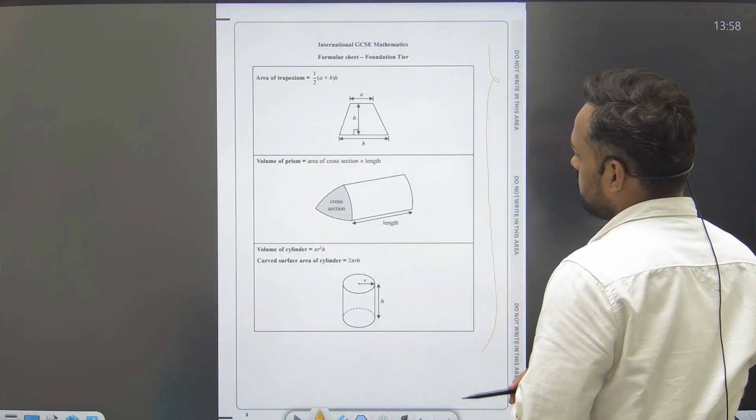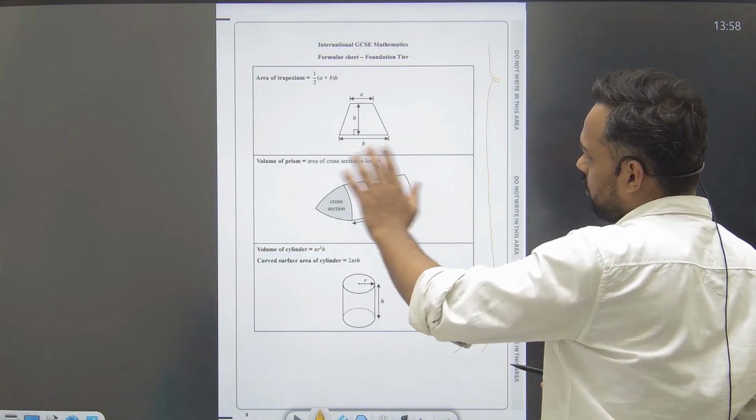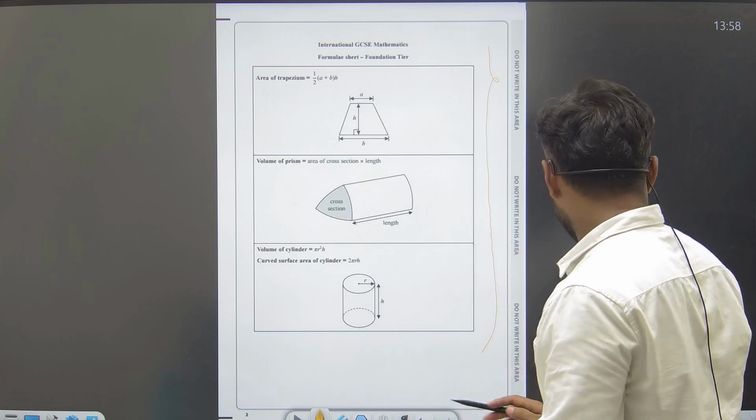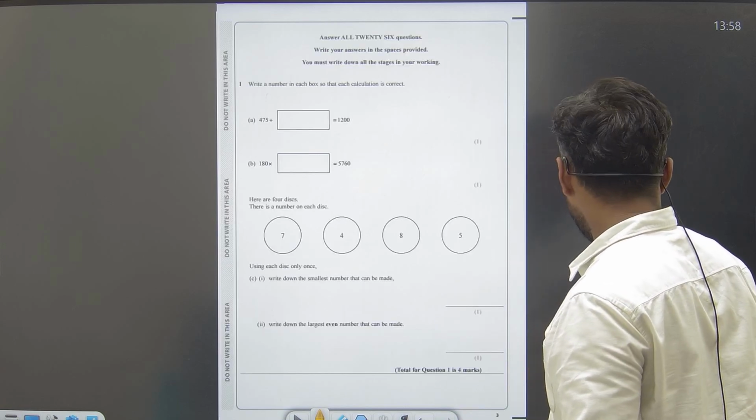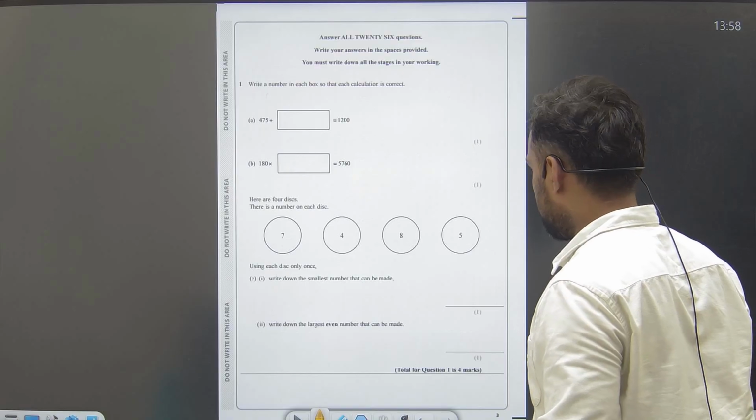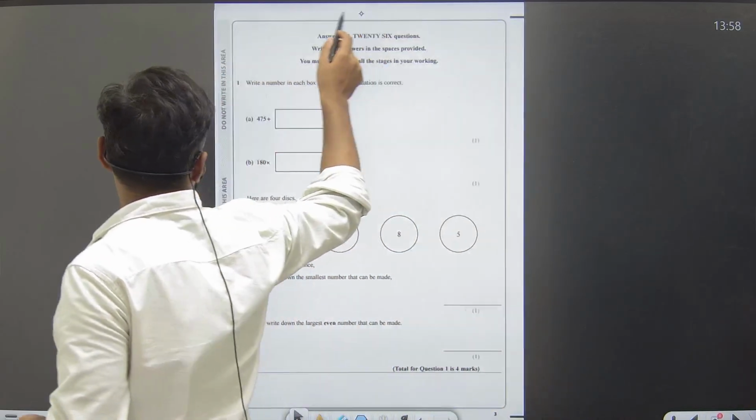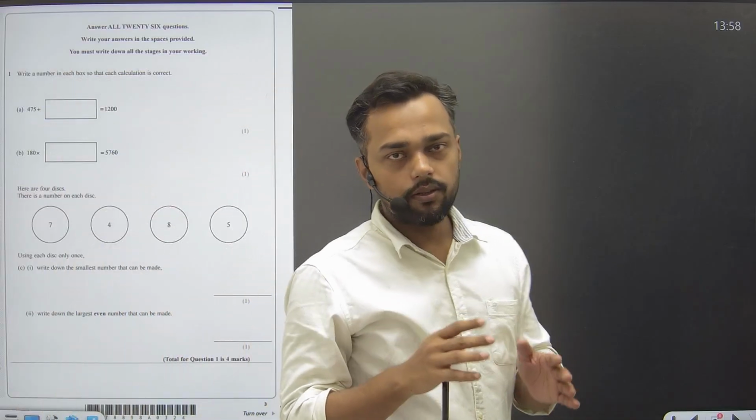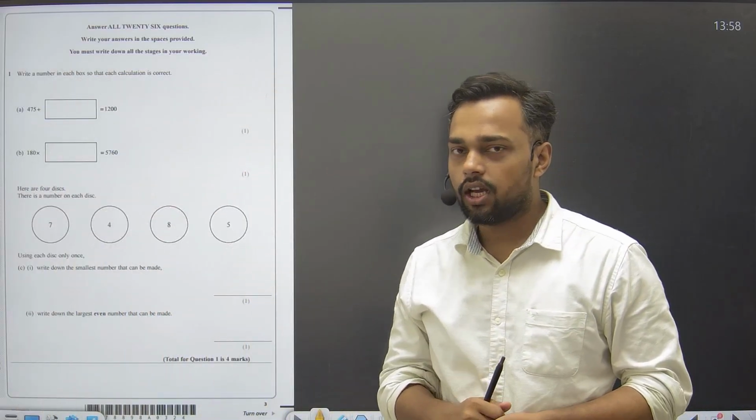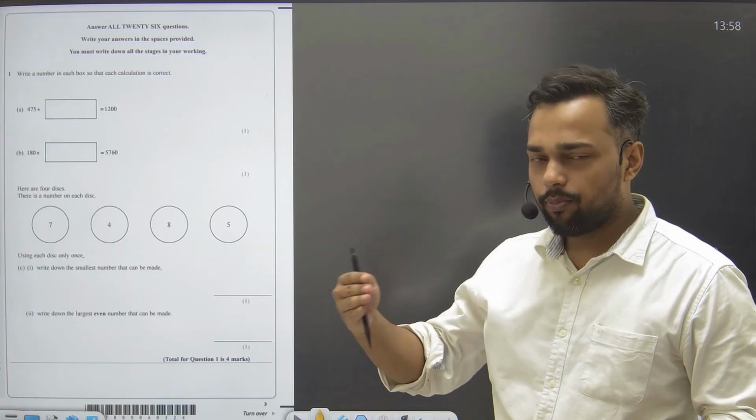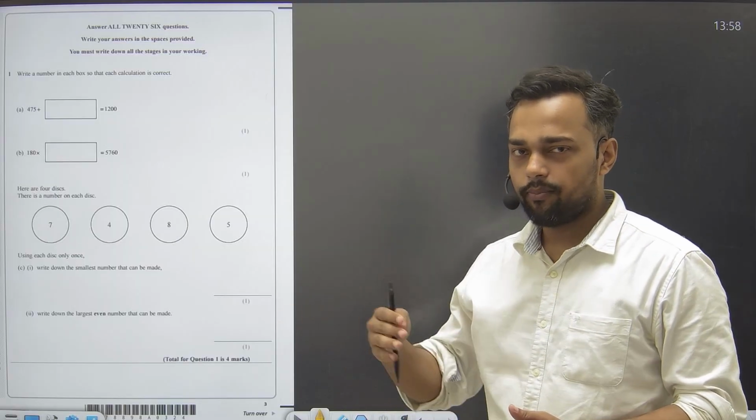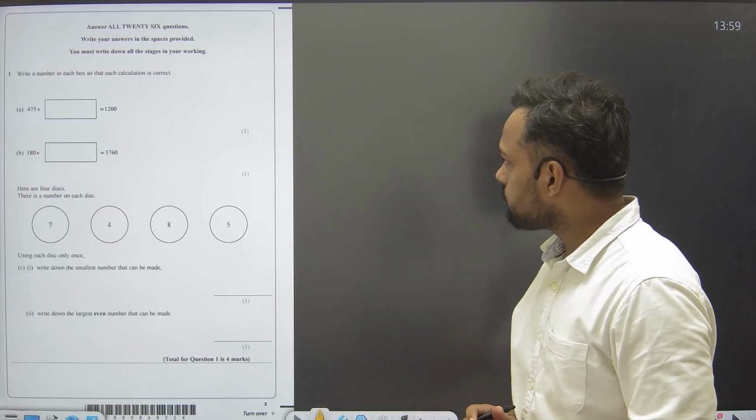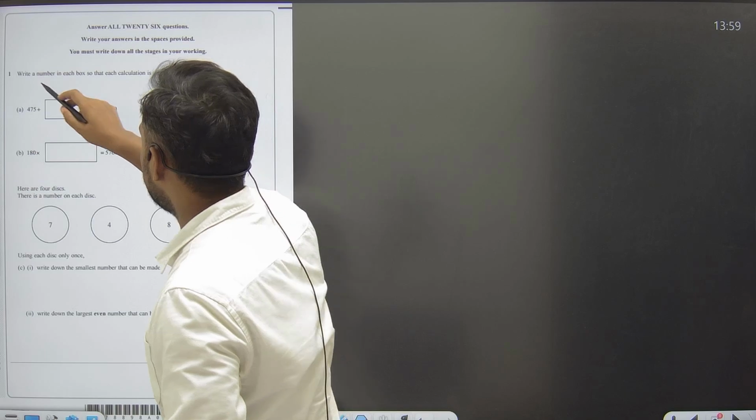This is the formula sheet, where they have given the area and volumes of 2D figures. We can take the help of these formulas, student, if we are stuck in any problem. This is the first part of this paper, part A of the Foundation Tier 1F paper, and I'll be uploading this question paper in parts, part A, part B, like this. So the first question is: write a number in each box so that each calculation is correct.